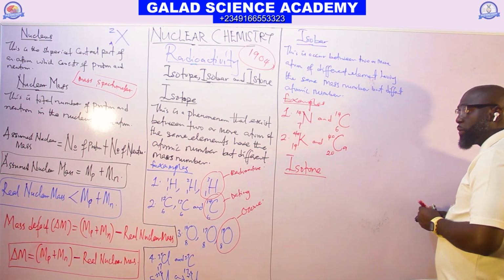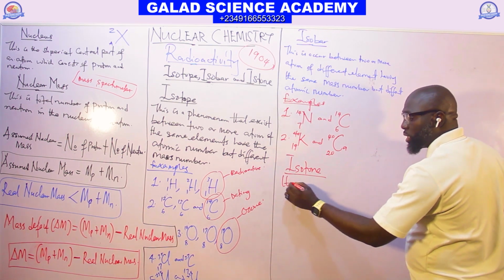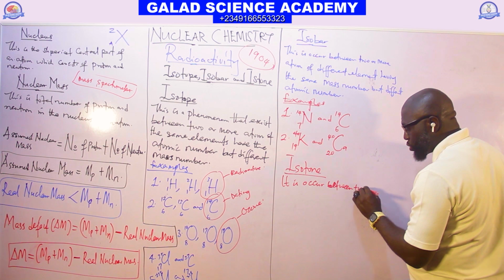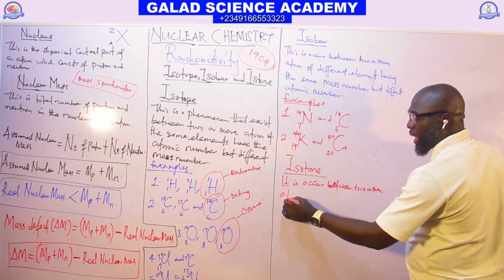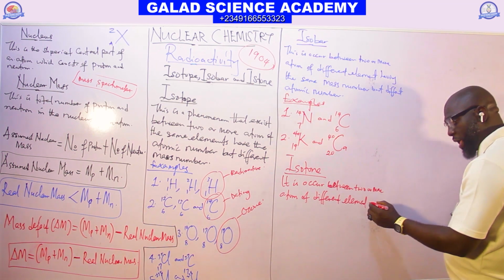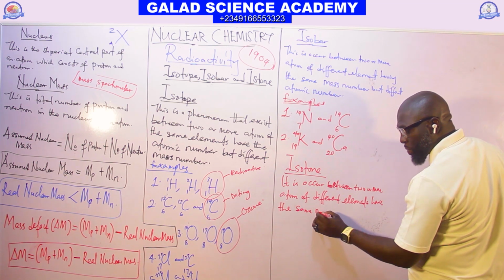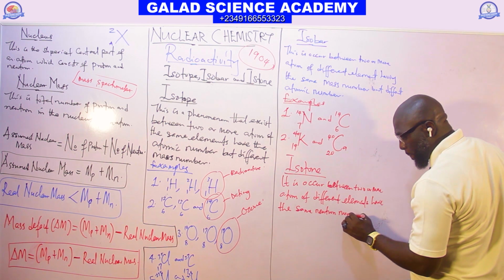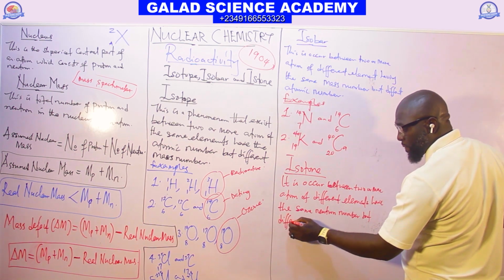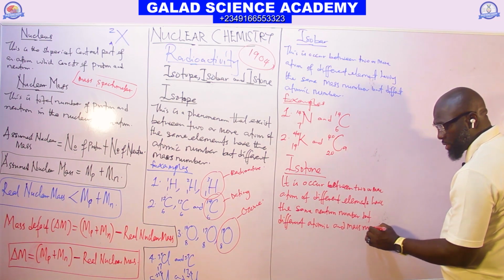Isotone simply means it occurs between two or more atoms of different elements having the same neutron number, but different atomic and mass number.